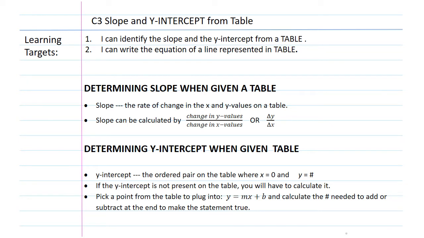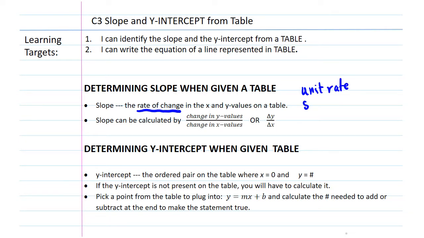This time we're taking these from a table. The learning targets today are: I can identify the slope and the y-intercept from a table, and I can write the equation of a line represented in a table. So when you're given a table, and we've talked about this previously, so you should be getting this for sure, slope is rate of change, slope is unit rate.